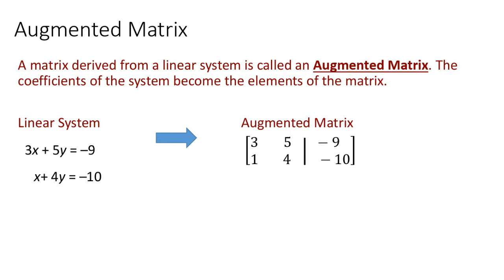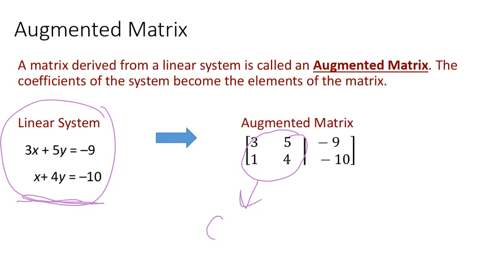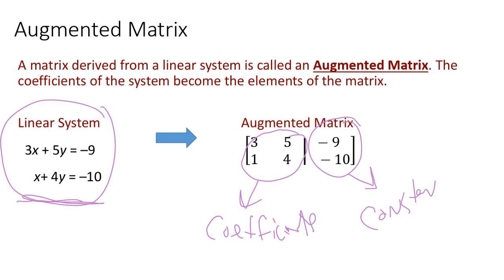Another thing that we're going to be looking at is the augmented matrix. Basically the augmented matrix comes from a linear system. So here's your linear system, and we want to convert this system into an augmented matrix. The numbers in here make up your coefficients, and these numbers over here are your constants.